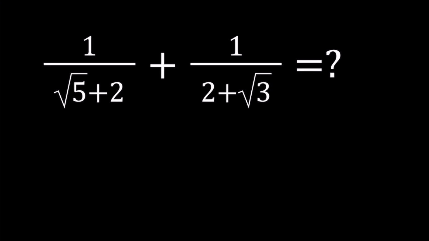Hello everyone. In this video we're going to be simplifying a radical expression. We have 1 over square root of 5 plus 2, plus 1 over 2 plus square root of 3. I'll be presenting 3 methods, but I'm not going to work out the second one because that's kind of time consuming. Alright, let's start with the first method.